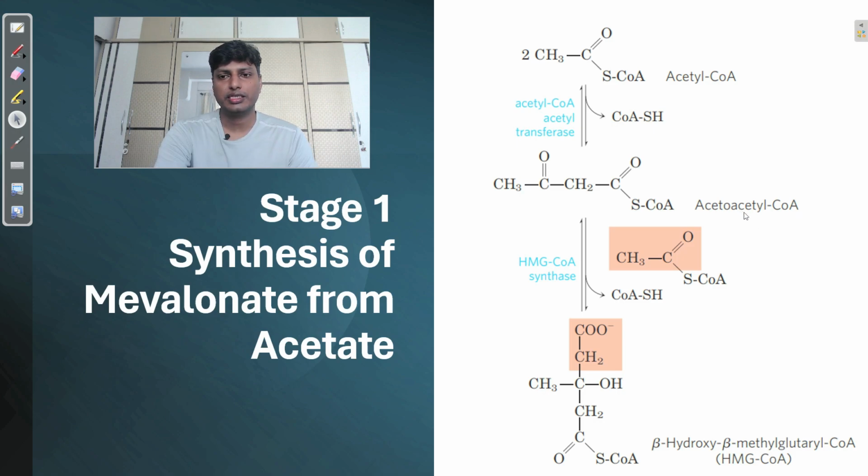In the next step, this acetoacetyl CoA will further add one more acetyl CoA with the help of enzyme HMG CoA synthase, and the net result will be the formation of a 6 carbon compound, that is beta hydroxy beta methyl glutaryl CoA. So this is a very important compound called as HMG CoA. So HMG CoA, again let me tell you, the full form is beta hydroxy beta methyl glutaryl CoA. So as you can see, this is a 6 carbon compound.